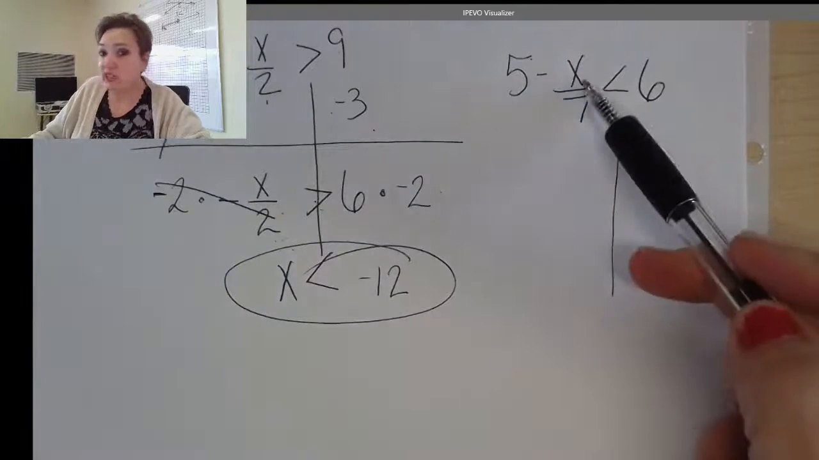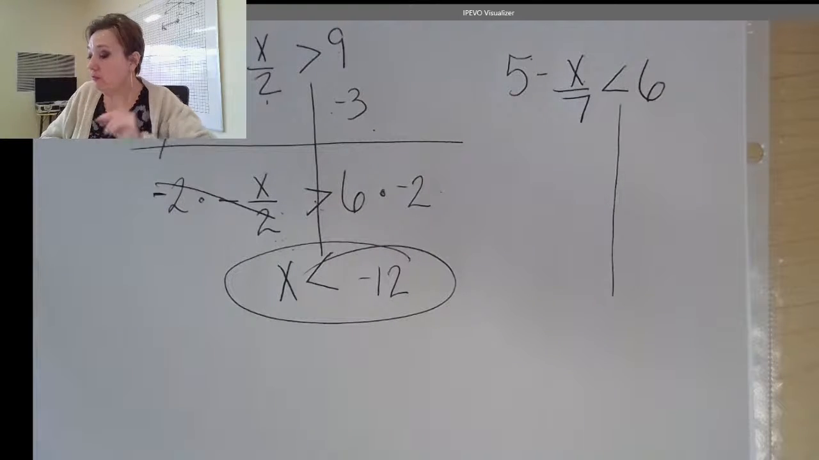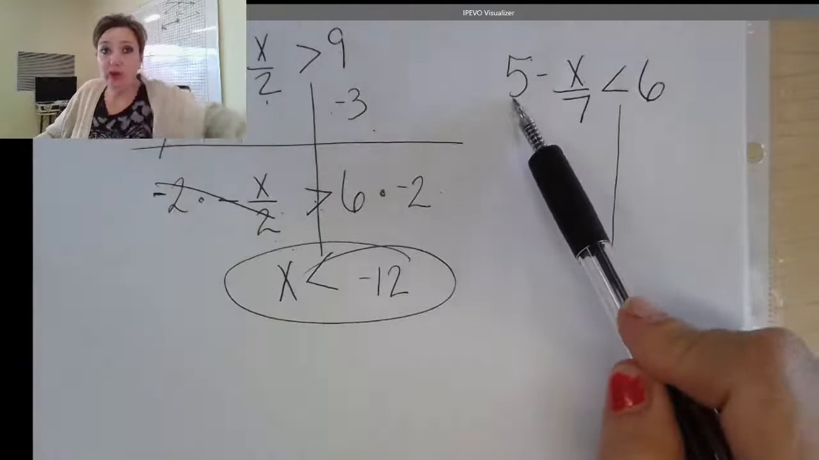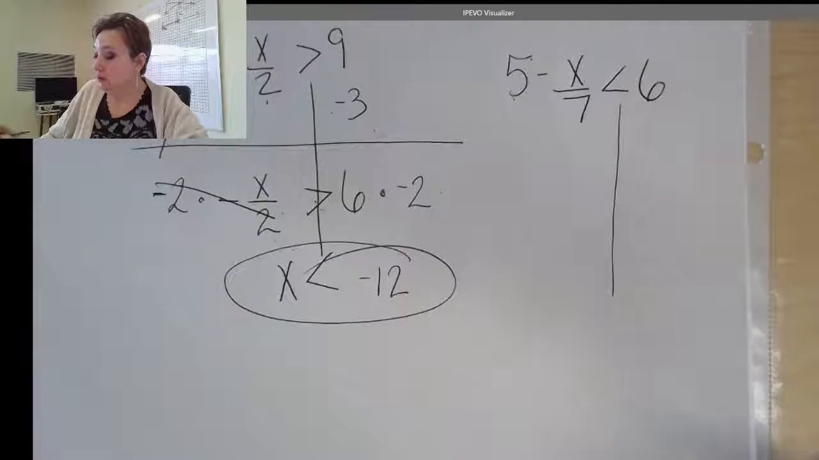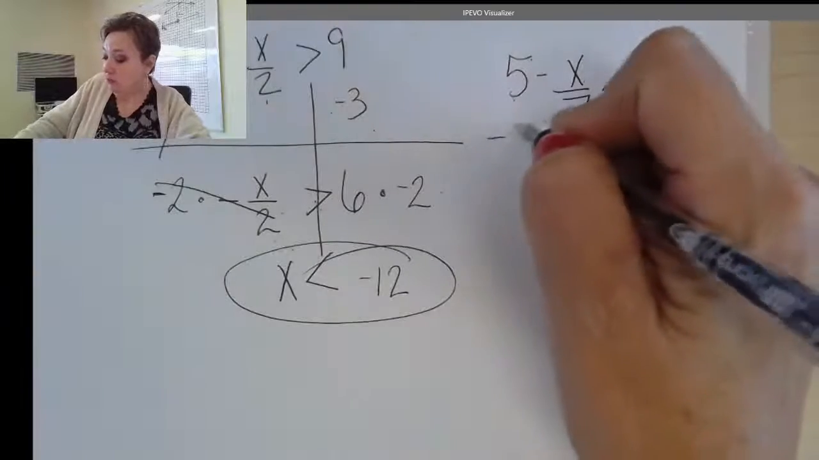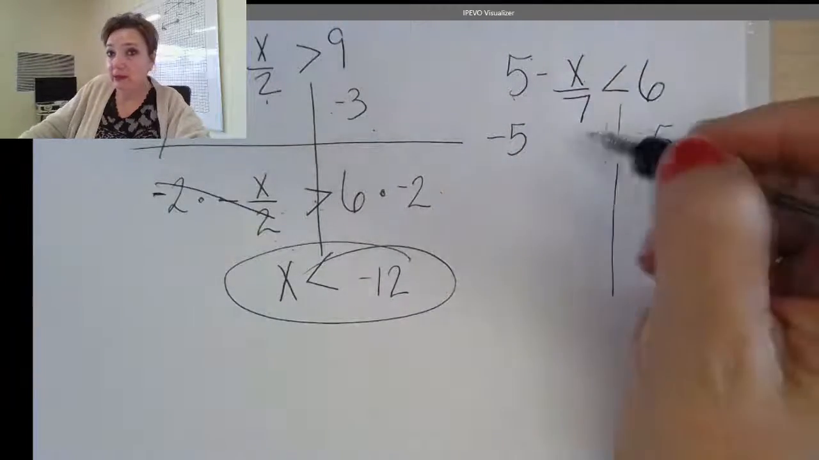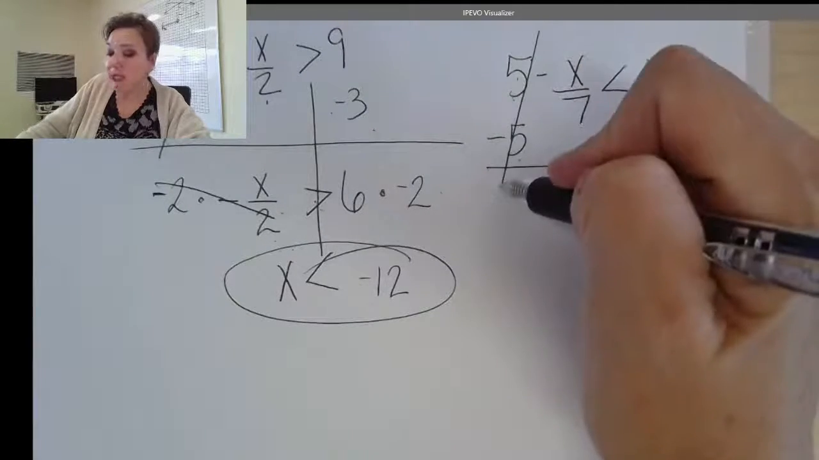So I want to get x by itself. What do I need to get rid of? The 5 and the 7, right? So what am I going to get rid of first? The 5, because it's further away from x, right? How do I get rid of that 5? I would subtract 5 because it's a positive, right? Does that make sense?